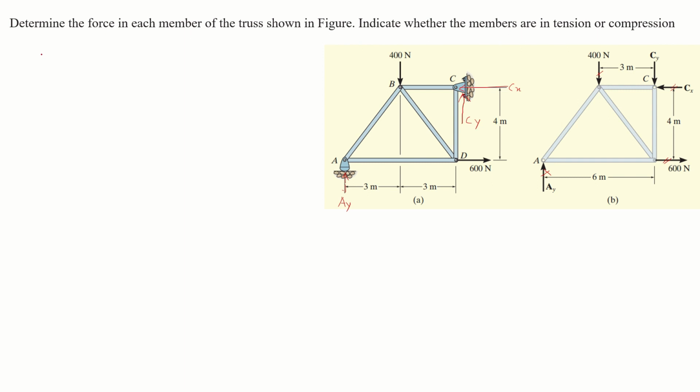the maximum unknowns will be eliminated and the problem will be simplified. So we start from the equilibrium equation, which is sigma Mc is equal to 0. We take moment about point C and equate it to 0.